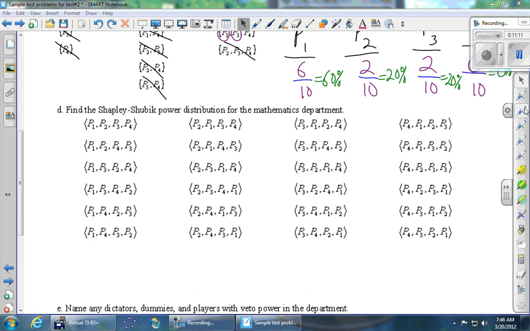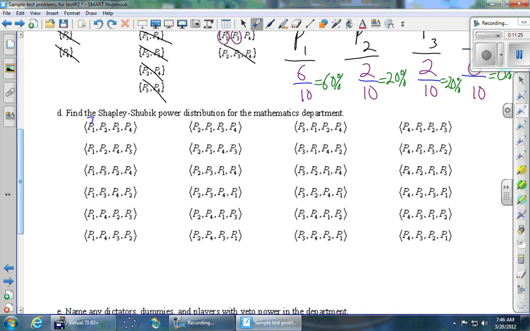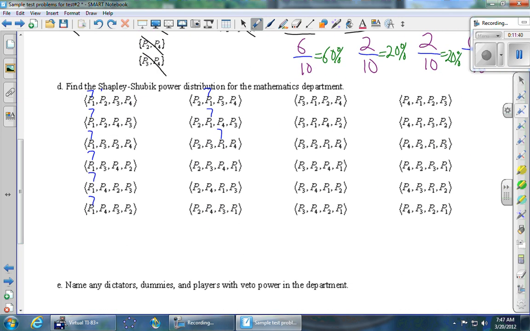So what we're going to do is list up above each player's name how many votes they have. So for example, player 1 has, let's see up here, 7 votes. So every time I see a player 1, I'm going to write a 7 right above their name. 7's all the way down. And then we'll do the same thing with player 2. Player 2 has 4 votes, so every place I see a player 2, I'm going to put a 4 on top.